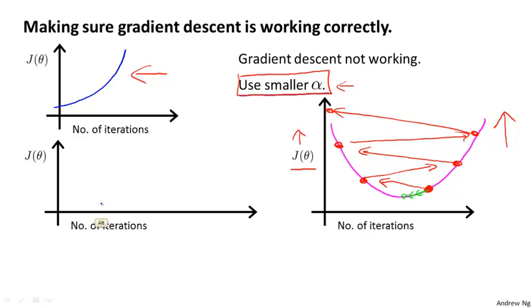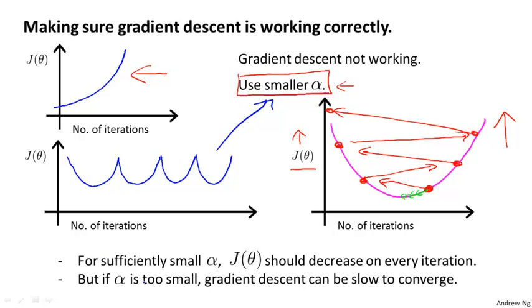Similarly, sometimes you may also see J of theta do something like this. It may go down for a while, then go up, then go down for a while, then go up, and so on. And the fix for something like this is also to use a smaller value of alpha. I'm not going to prove it here, but under mild assumptions about the cost function J, which do hold true for linear regression, mathematicians have shown that if your learning rate alpha is small enough, then J of theta should decrease on every single iteration. So if this doesn't happen, it probably means alpha is too big and you should set it smaller.